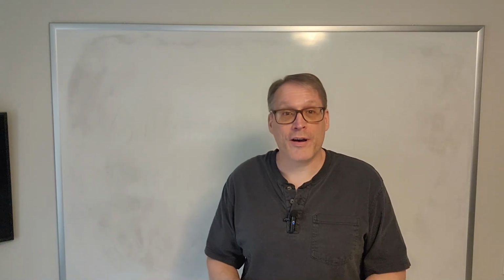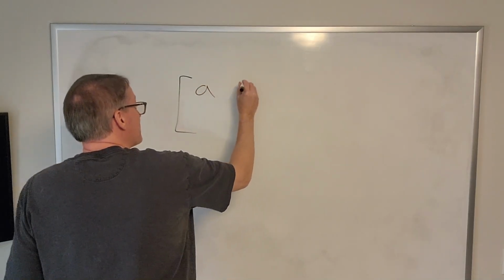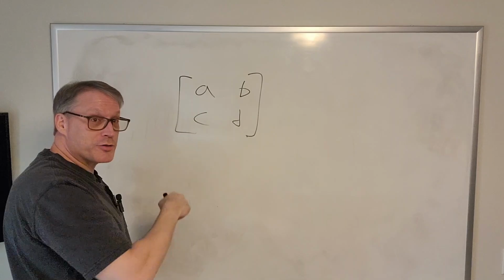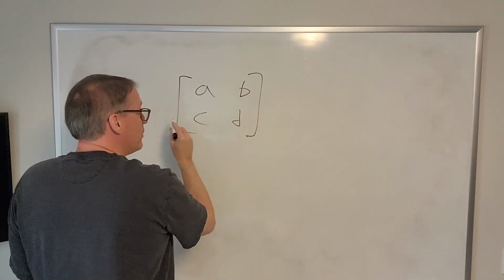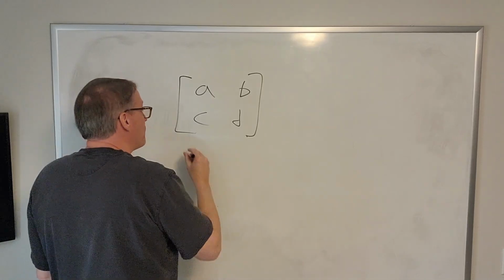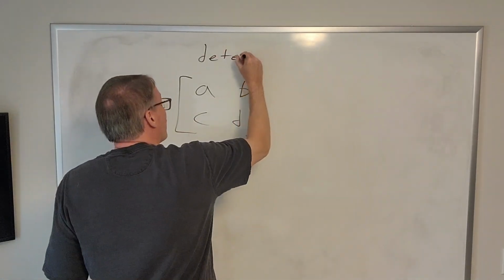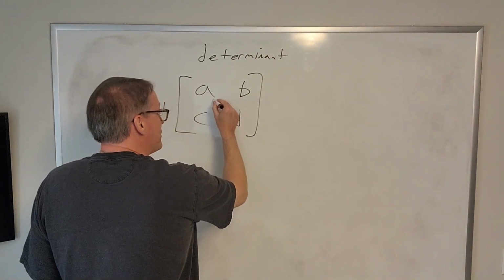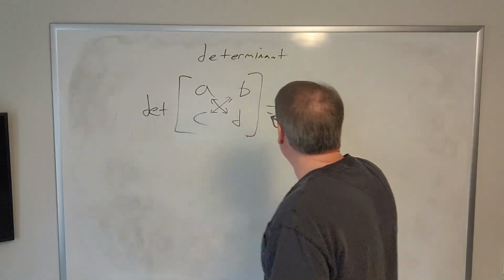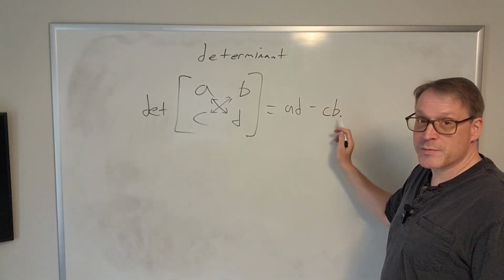First, let's go over how to find the determinant of a 2 by 2 matrix. A 2 by 2 matrix looks something like this: A, B, C, and D. That's a 2 by 2 matrix. It's got 2 rows, A, B and C, D, and 2 columns, A, C and B, D. The determinant, sometimes abbreviated DET, you just simply multiply A times D and subtract C times B. So the determinant is A times D minus B times C.